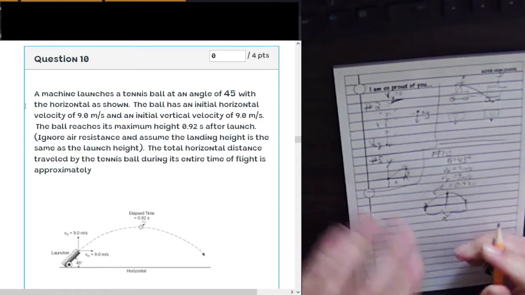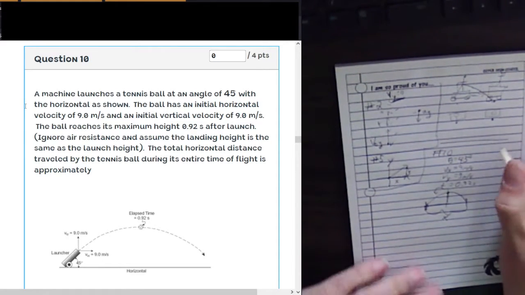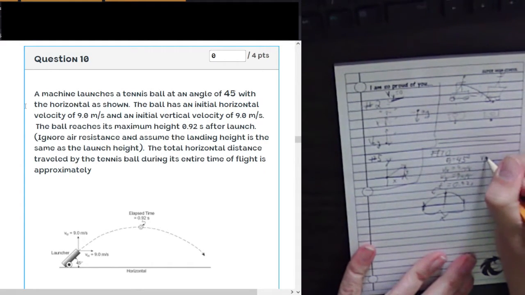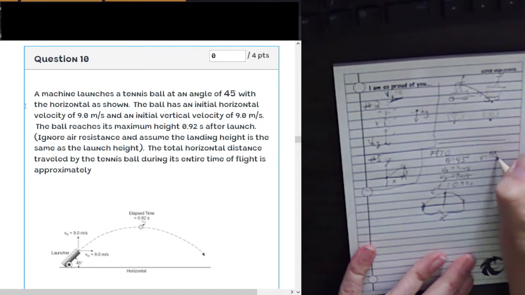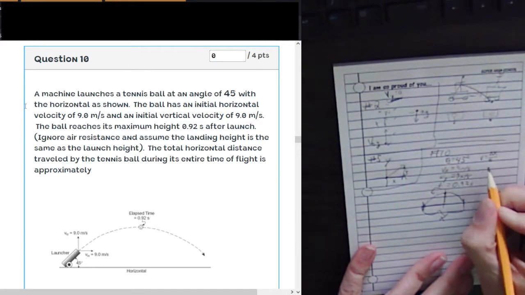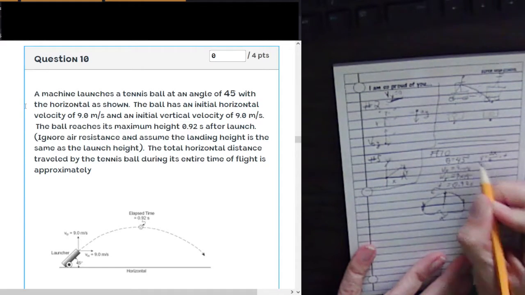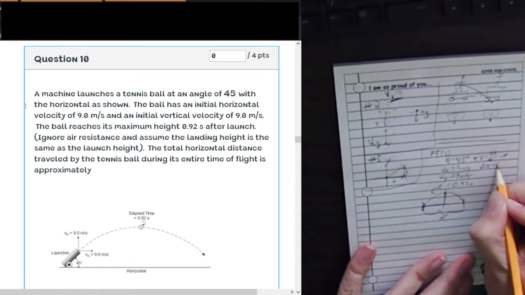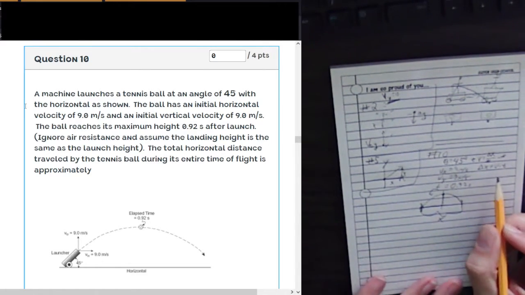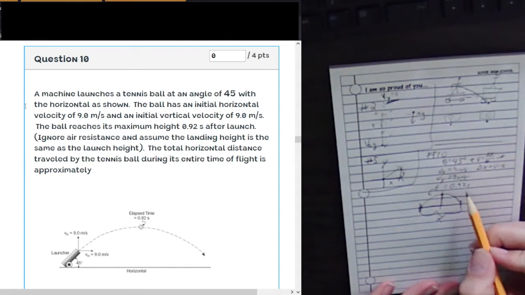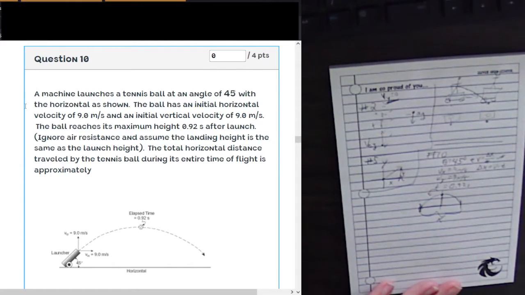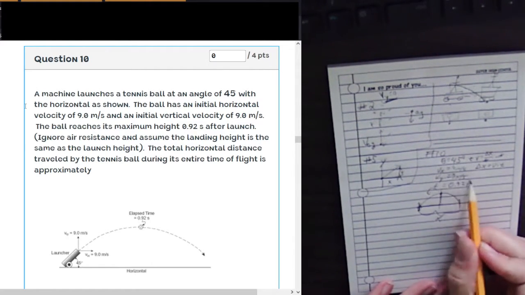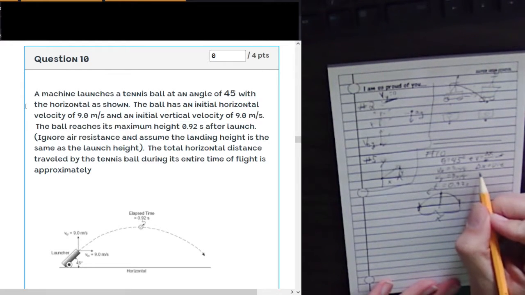I want you to find this total horizontal distance. Well, we know that for x velocity, so we don't have to worry about y, velocity is displacement over time, right? So to find displacement, we're going to multiply both sides by t, so it'll cancel. So delta x would equal velocity times time. The attempt here is to just do 9 times 0.92, but remember that's only the time for half. So we need to multiply this by 2 to get the whole time.